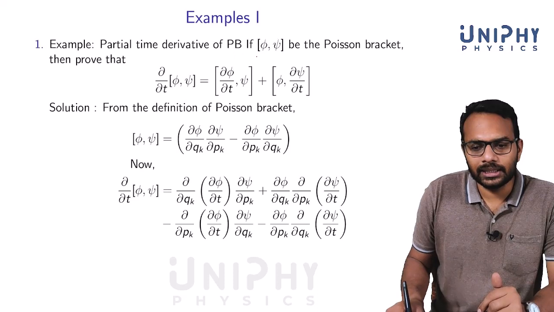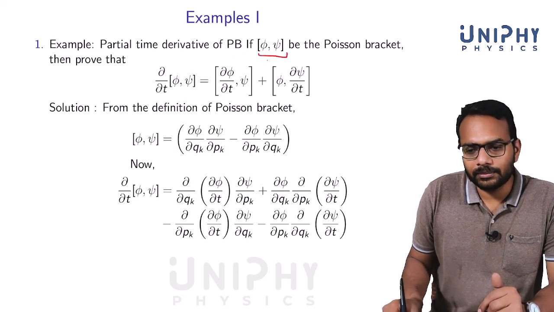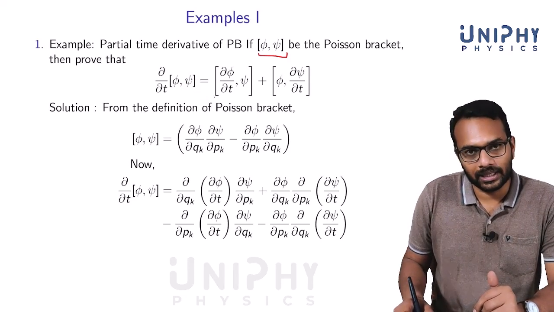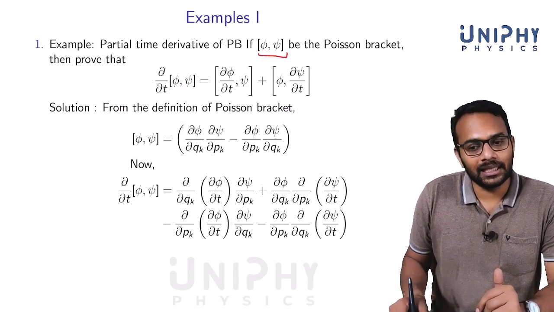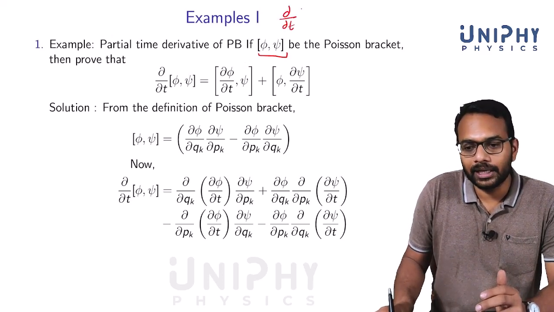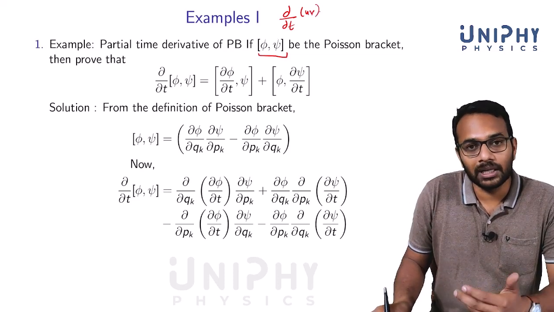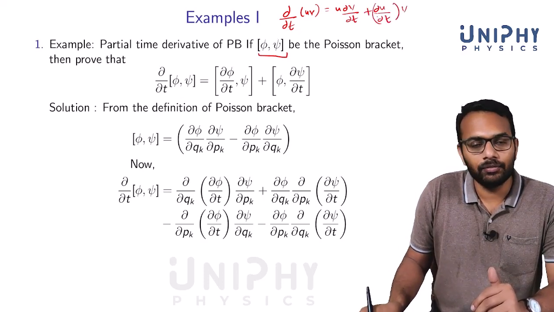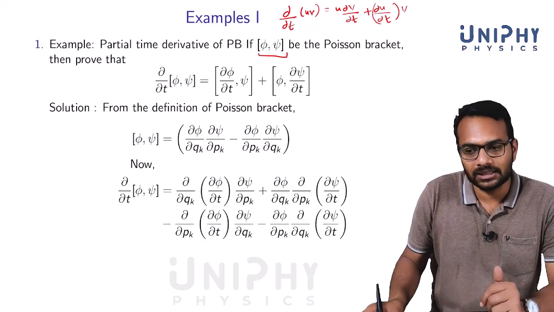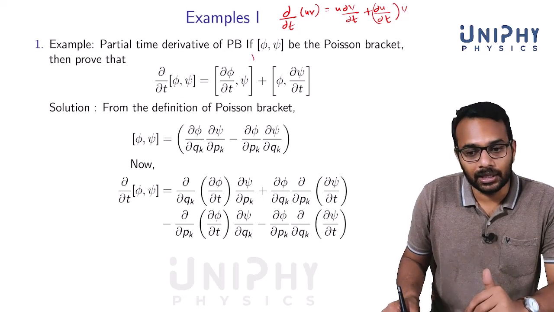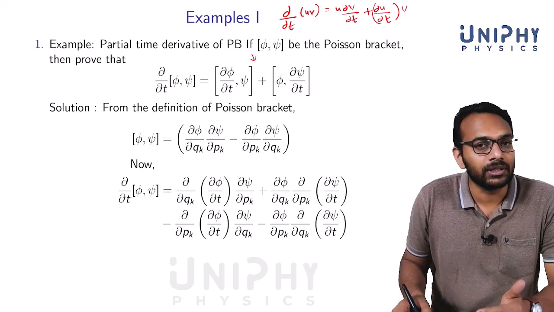We need to show that if phi comma psi is a Poisson bracket, then the partial derivative of this Poisson bracket behaves like this. It looks like the product rule. You know the product rule. If you have something like dou by dou t of uv, where u is multiplied by v, then you have u multiplied by dou v by dou t plus dou u by dou t multiplied by v. That's the product rule. We also call it the Leibniz rule. Alright. So the Poisson brackets obey a similar rule with respect to partial derivatives. That's what we need to prove now.